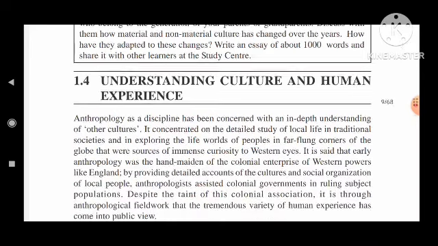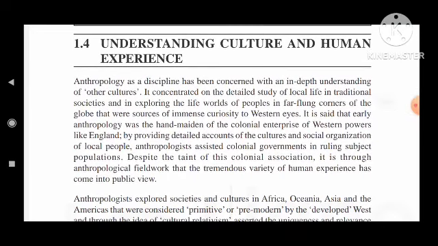Then, understanding culture and human experience. Anthropology as a discipline has been concerned with an in-depth understanding of other cultures. It concentrated on the detailed study of local life in traditional societies and on exploring the life worlds of peoples in far-flung corners of the globe that were sources of immense curiosity to Western eyes. It is said that early anthropology was the handmaiden of the colonial enterprise of Western powers like England, providing detailed accounts of cultures and social organization of local people.